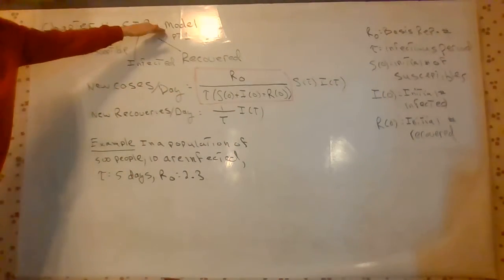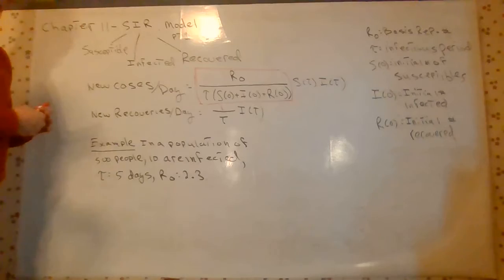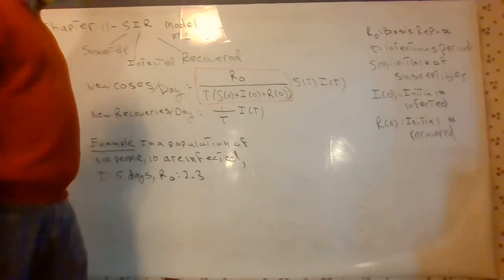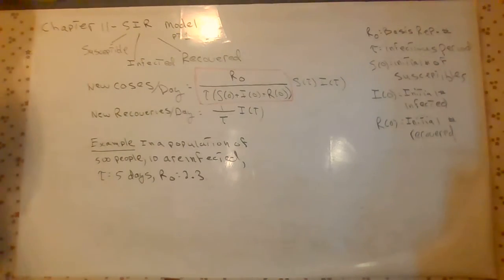This is part 1 of the model. We're just going to work through getting used to what these variables are, and then in part 2, we'll actually build the model. I'll show you how it works.